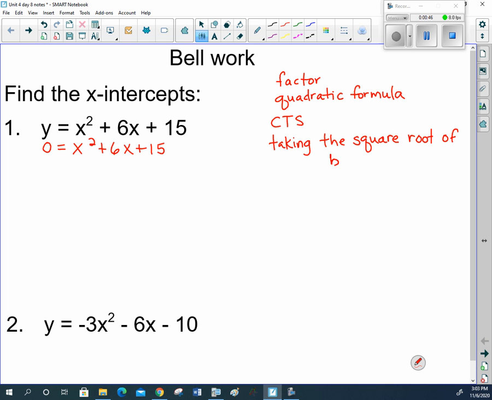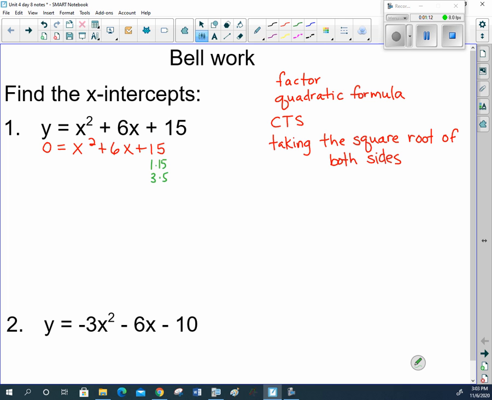And it looks to me like I'm in standard form. So if I'm in standard form, taking the square root of both sides doesn't work. That technique won't work. So that leaves, I could either factor it, use the quadratic formula, or complete the square. And this one won't factor. Factor pairs of 15 are 1 and 15, 3 and 5. So there's no way to get a 6 out of that, so it doesn't factor.